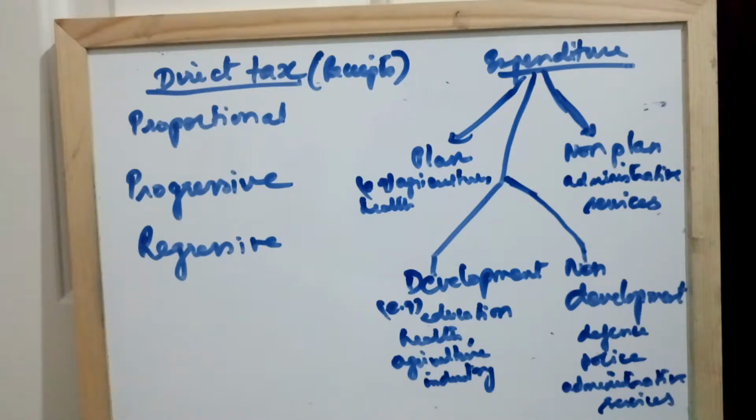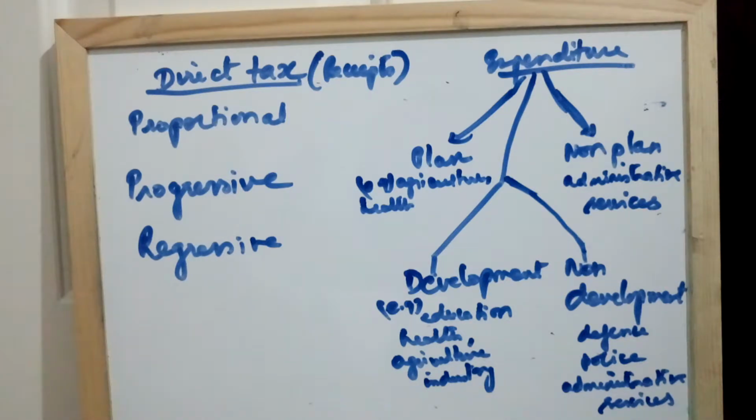The next one, progressive. Progressive tax is a system in which the tax rate increases with the increase in the level of income of the taxpayer. Then regressive. In this system, the rate of tax decreases with an increase in the level of income of the taxpayer. So these three tax systems are followed in our country.